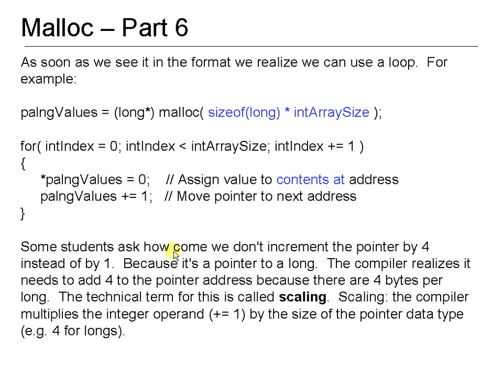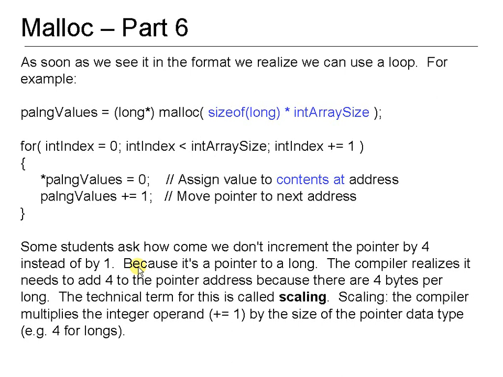Now, some students ask, how come we don't increment the pointer by 4 instead of by 1? Now, why would we increment by 4? Because it's a pointer to a long, and that's 4 bytes. Well, the compiler realizes it needs to add 4 to the pointer address because there are 4 bytes per long. It's a long pointer, not a byte pointer. Now, it does this automatically for you, and the technical term for that is called scaling.